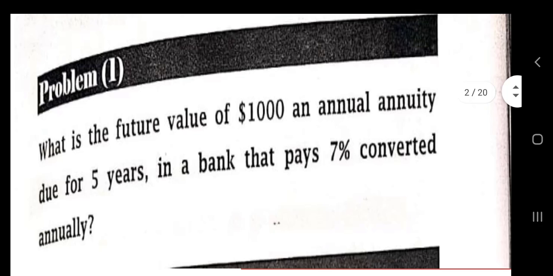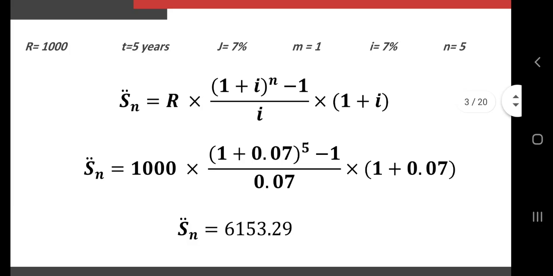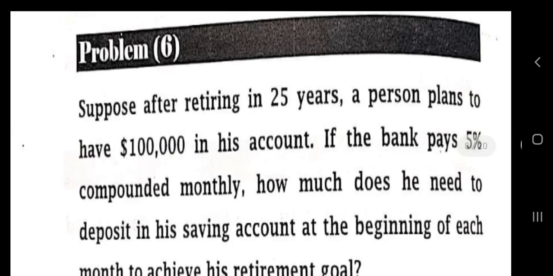1,000 an annual annuity due for 5 years, so the total time here is 5 years, in a bank that pays 7% converted annually, so J equals 7%, M equals 1, I will be equal 7% over 1, which is equal 7%. By substituting, R equals 1000, T equals 5 years, J equals 7%, M equals 1, I equals 7%, and N equals 5.